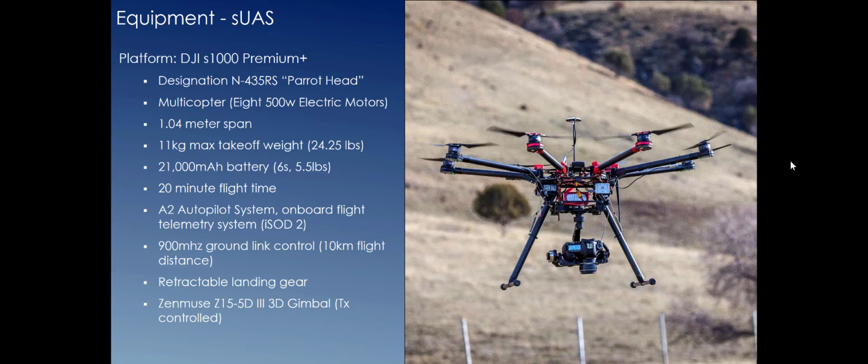21,000 milliamp hour battery. It's a 6-cell battery. And fully loaded, we get maybe 20 minutes of flight time, and so there's one of your limitations right there. And it's flying the A2 autopilot system, the 900 megahertz ground link control system right to the laptop computer.